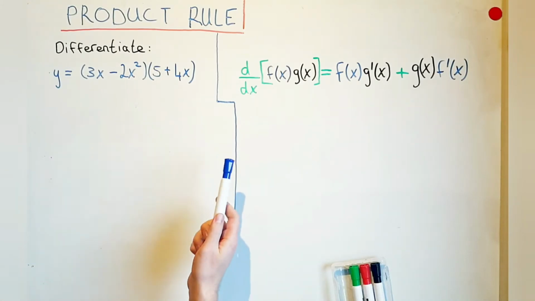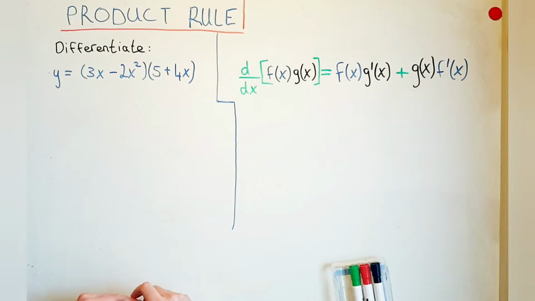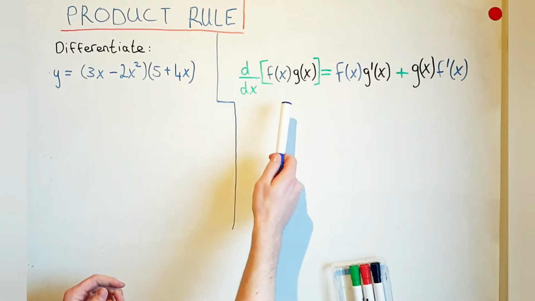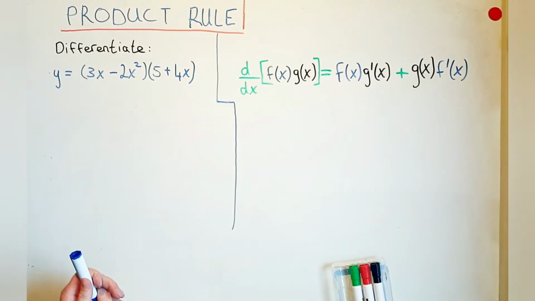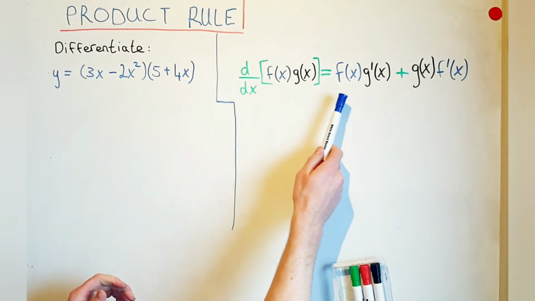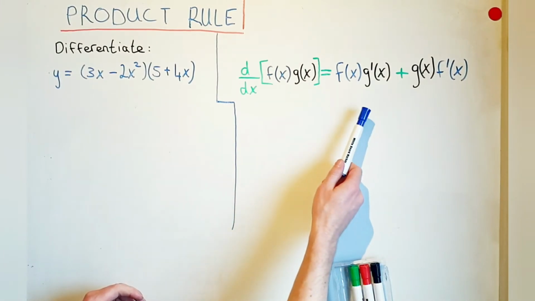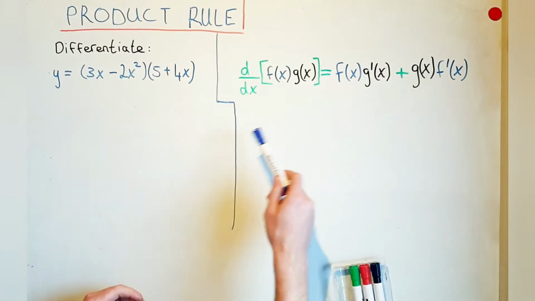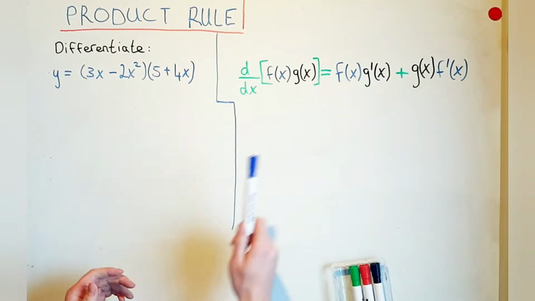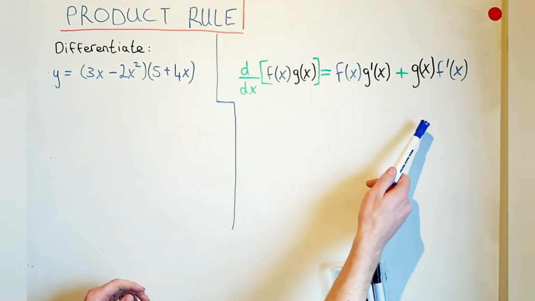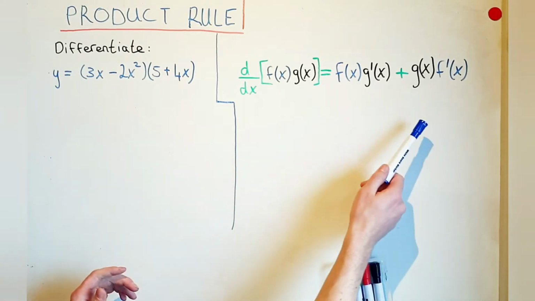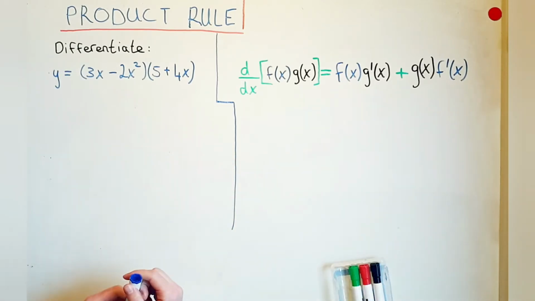I've written the product rule explicitly over here on the top right. What it states is if you have a function f of x and a function g of x in product, the differentiated result of that is going to be the first function f of x, multiplied by the second function differentiated, that's why we have the prime, and that is summed with that second function, which is multiplied by the first function differentiated.